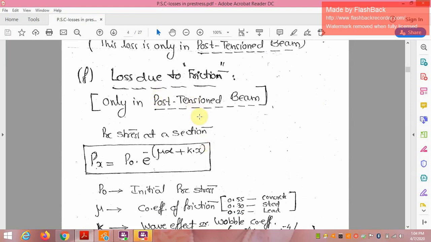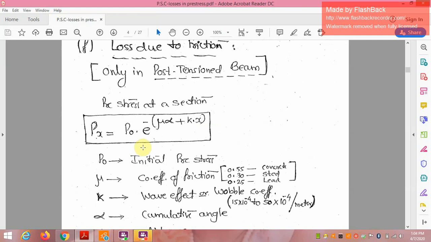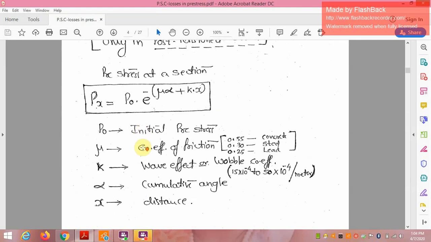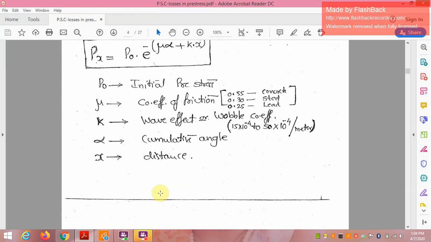The last one is losses due to friction. This is available only for post-tension beams, and is given by Px equal to P naught e raised to minus mu into alpha plus k into x, where P naught is the initial pre-stress, mu is the coefficient of friction, k is the wave effect or wobble effect, alpha is the cumulative angle, and x is the distance. The coefficient of friction is 0.55 for steel on concrete, 0.30 for steel on steel, and 0.25 for steel on lead.